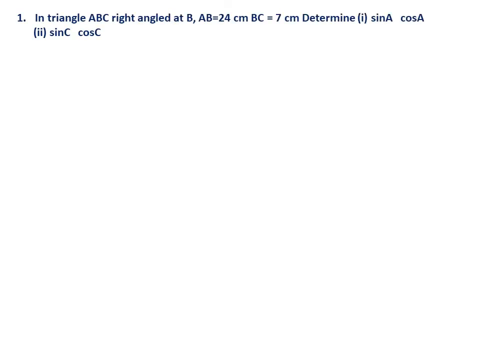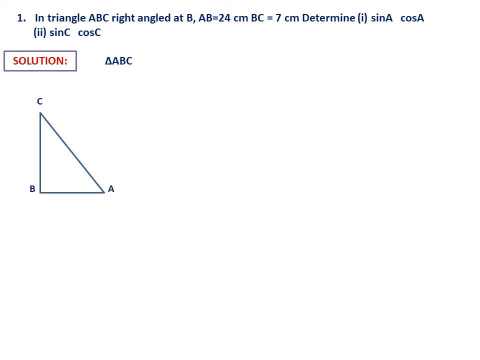In triangle ABC, right angled at B, AB is 24, BC is 7 centimeter. Determine, first, sin A and cos A. Second, sin C and cos C. So I have drawn the triangle ABC. What is given is B is 90 degrees, because it is right angled at B. Now AB is 24 centimeter, so the base is 24, and BC is 7 centimeter, that is the opposite side of angle A.